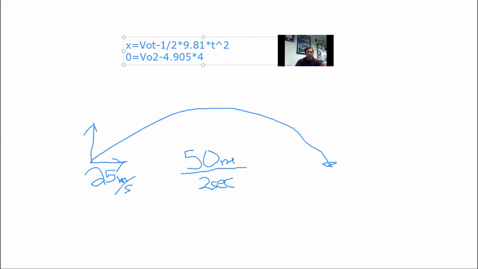So once we go ahead and factor this out, we're going to then have V sub O times 2 equals 4.905 times 4, which is going to give us 19.62. So then, if we divide both sides by 2, we have V sub O equals 9.81.